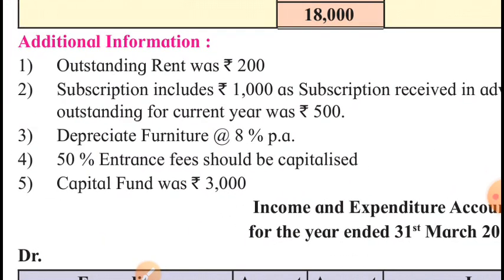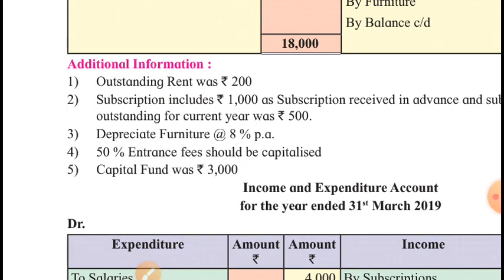And accrued subscription, outstanding subscription will be shown on the asset side. Subscription received in advance will be shown on the liabilities side, and outstanding subscription or accrued subscription will be shown on the asset side. Income in advance is shown on the liabilities side, and accrued income on the asset side.